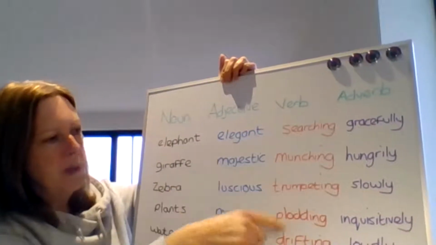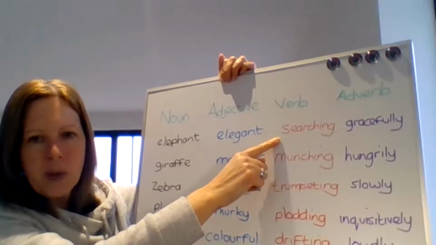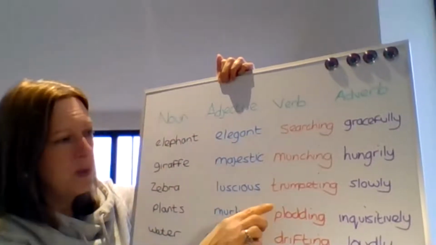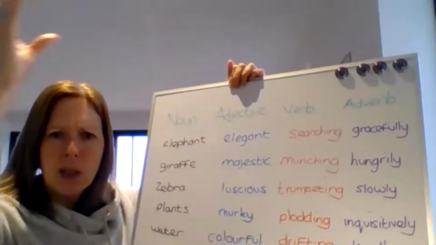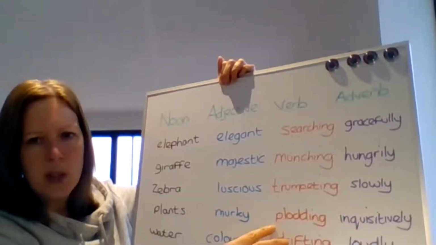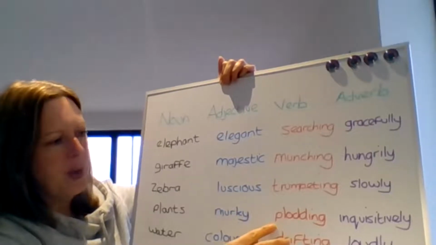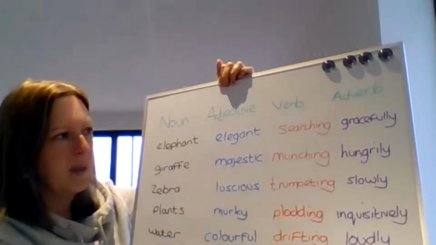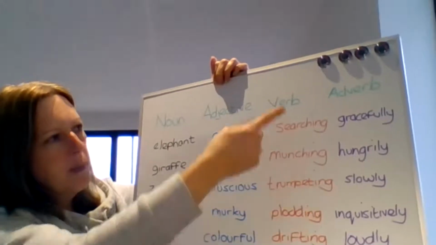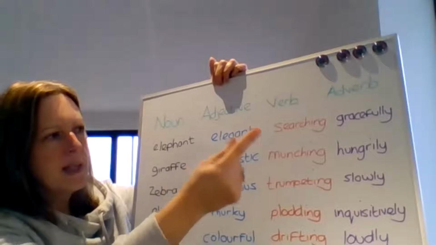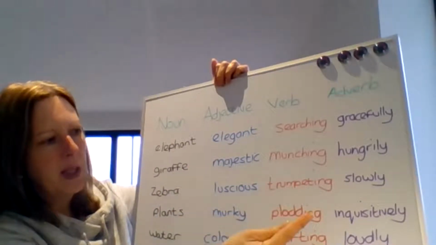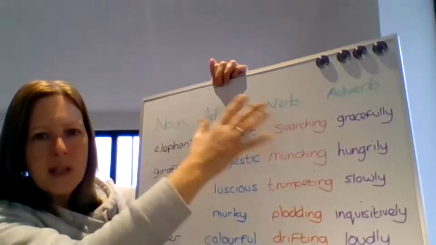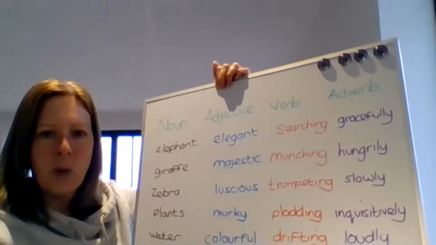The verbs that we talked about: searching, that zebra, searching, looking, munching, because I can imagine them munching and looking for their food in there. The elephant trumpeting with its trunk as it's making all its noise and showing everybody that it's there. Plodding, we talked about, and then the leaves in the water, we talked about drifting, didn't we? Okay. So then we thought about our adverbs: gracefully, hungrily, slowly, inquisitively, loudly. So this here is our collection of our different word types.